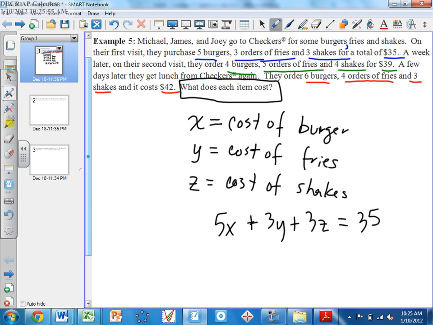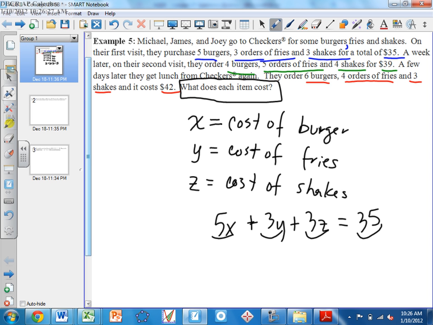You're absolutely right. All right, so 5 burgers, your x is the cost of your burger. How many burgers? 1 burger. And you have 5 x burgers. 3 orders of fries, the cost of 1 order of fries, y, so you have 3 fries to cost. 3 shakes, z is the cost of 1 shake, so you have 3 costs of 3 shakes. How much money altogether? $35. Is that simple enough?